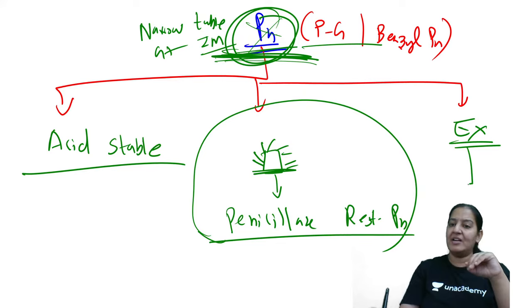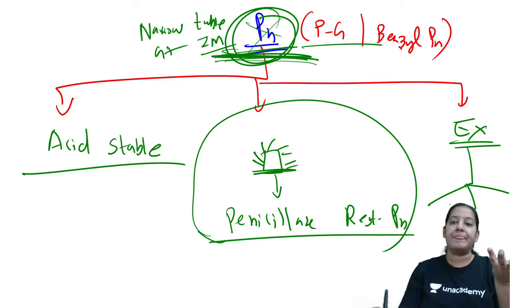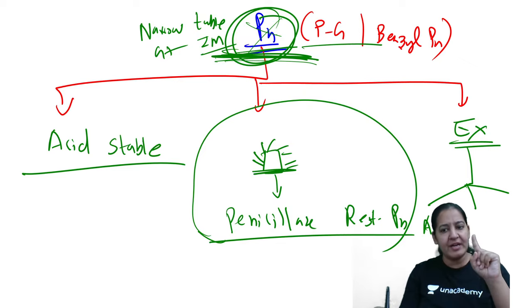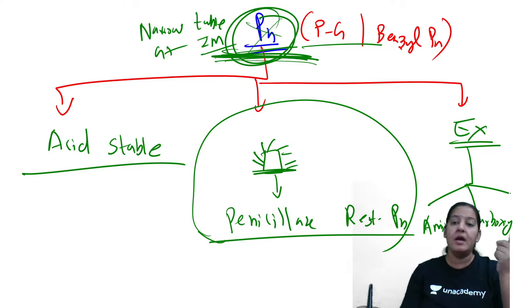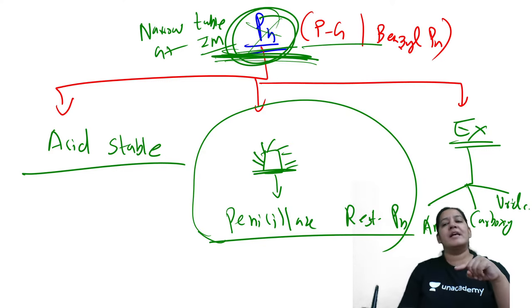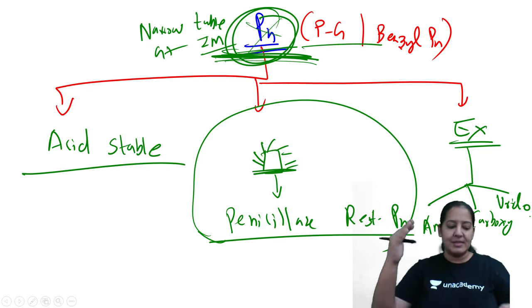So we have created three types of artificial penicillin in which we have expanded the spectrum. We have added an amino group in the natural penicillin, known as amino penicillin. We have added a carboxy group in the natural penicillin, known as carboxy penicillin. And we have added a ureido group in the natural penicillin, known as ureido penicillin. So that is the classification. Now I will tell you the drugs inside each category.